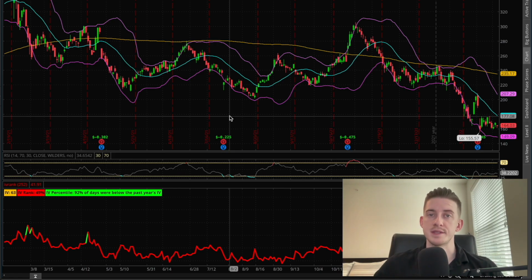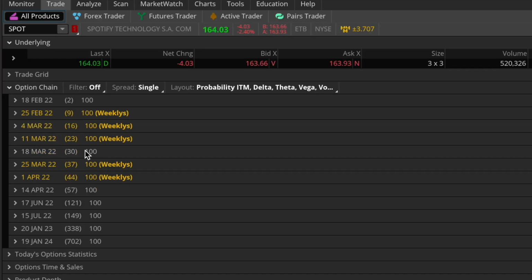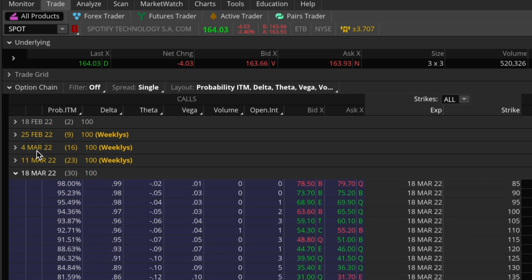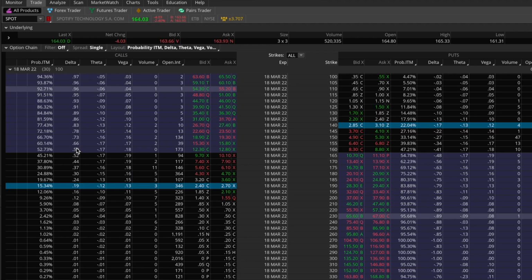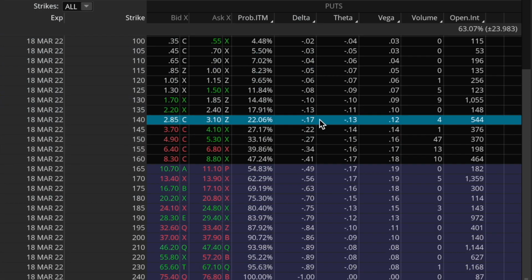So now with all that being said, let's come over to the trade tab and take a look at the option chain for Spotify. For this trade, I'm going to go in the March expiration cycle with 30 days left to go. Let's unfold that tab. And so as you can see here, I've already gone ahead and picked out my strikes. For the call side, I'm going to sell the 190 strike. This one has a 19 delta. And then for the put side, I'm going to sell the 140 strike with a 17 delta.